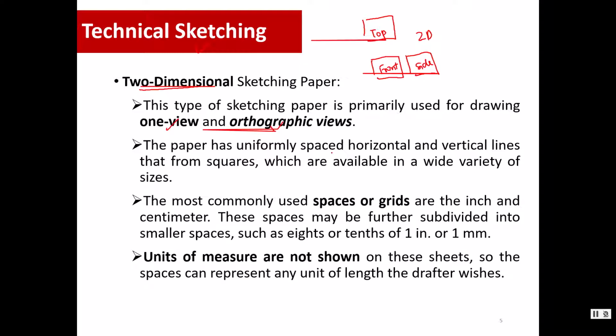We sketch it on a piece of paper that has uniform spacing of horizontal and vertical lines, most commonly called spaces or grids. In order for us to draw a very neat sketch, we normally use grid paper. The size of the grids can be either 1 inch or 1 mm. And normally for a sketch drawn on grid paper, we don't put any units of measurement on it.